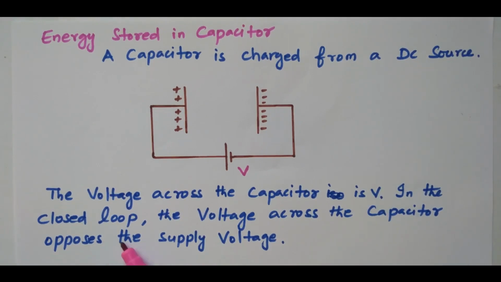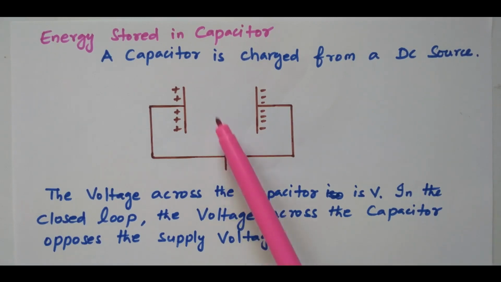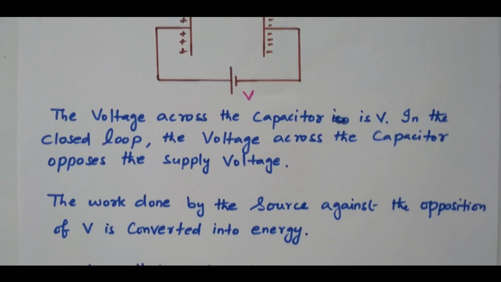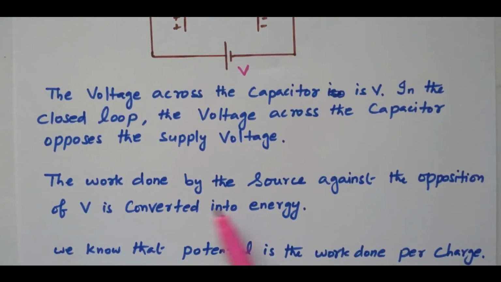In the closed loop, the voltage across the capacitor will oppose the supply voltage. We are giving the supply voltage V, so a voltage is developed across the plates. That voltage will oppose the supply voltage. The work done by the source against the opposition of V is converted into energy.